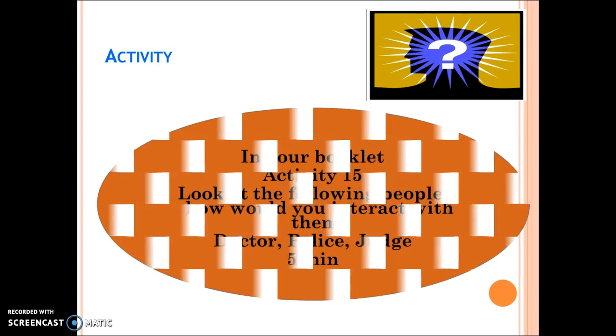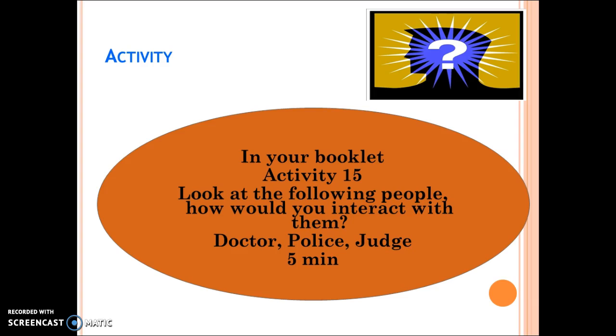So, a short activity, activity 15 in your booklet. I want you to look at the following people and think, how would you interact with them? When you walk into a doctor's surgery, what kind of conversations do you have? Do you wait till you've been spoken to? Do you take the advice you get given from a doctor? If you got that same information from your mum, are you more sceptical because she is not a doctor? Same with the police. How would you act? What is your behaviour surrounding them, and a judge?